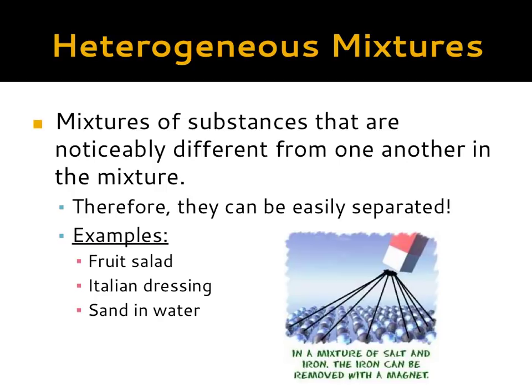In this example on the right, you can see the different iron filings, the dark atoms, mixed in with the salt, and you could actually pull out that iron just with a little magnet. So that would be a physical means. You can pull it out using something.